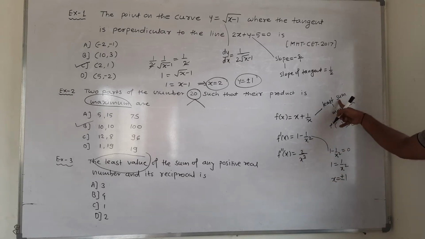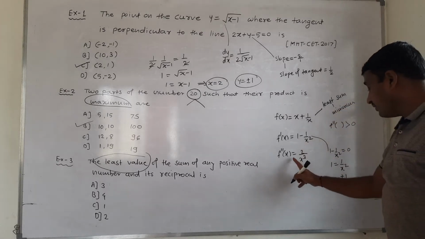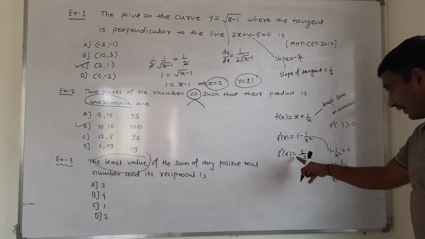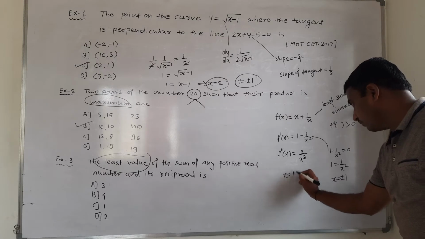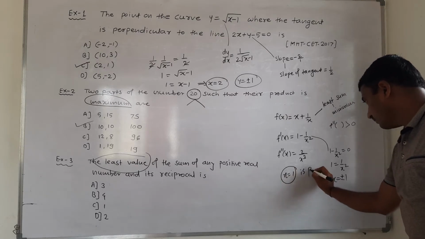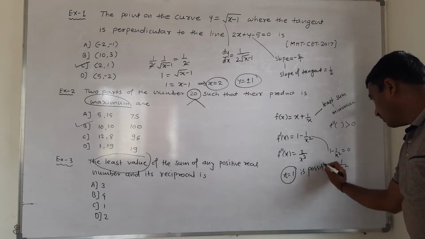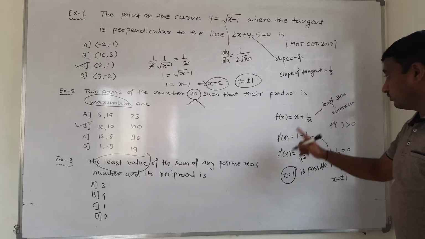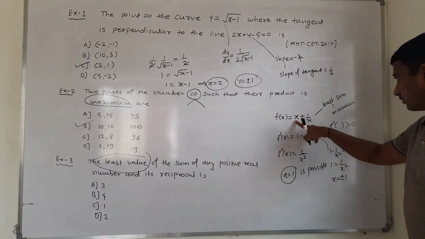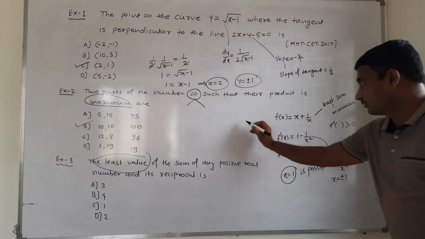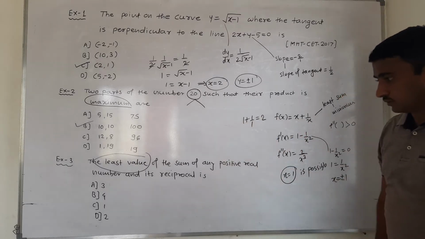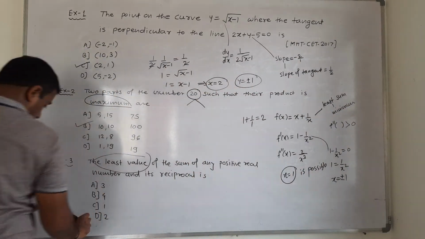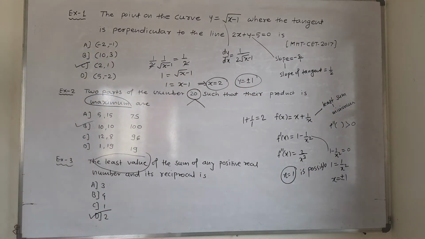Minimum is asked, least sum, that is for minimum, f double dash must be greater than 0. For it to be greater than 0, x must be positive. Therefore x equal to 1 is the possible value. For x equal to 1, the least value, that is the minimum value, is 1 plus 1 by 1, that is 2. It is 2. Therefore least sum is option B, it is 2.